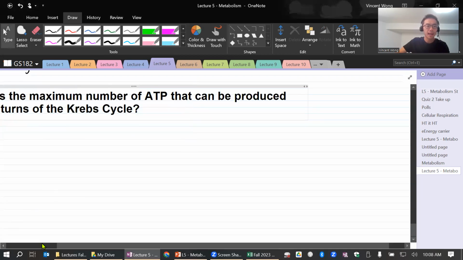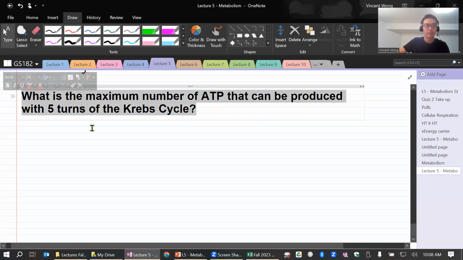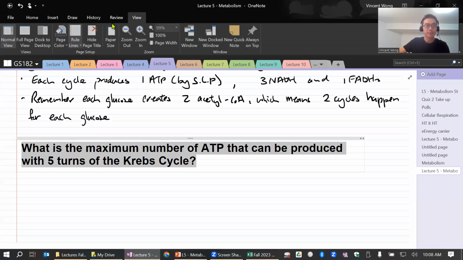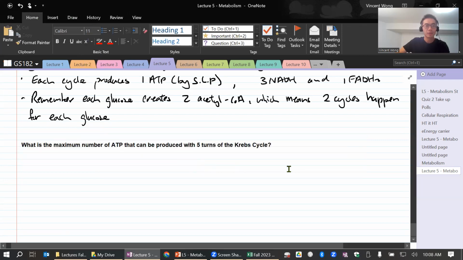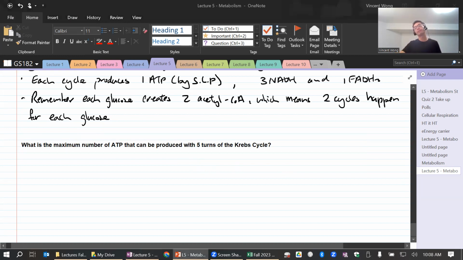What is the maximum number of ATP that can be produced with 5 turns of Krebs cycle? Okay. 5 turns. How many ATPs? Okay. You can type the answer, but don't press enter yet.